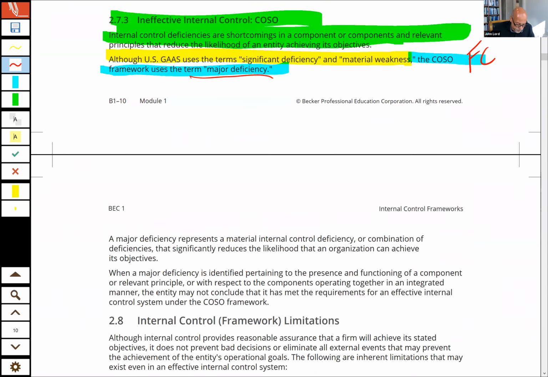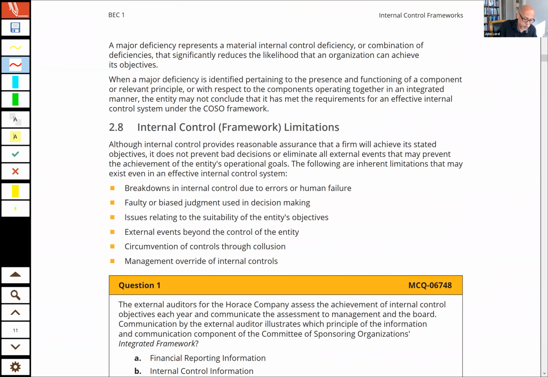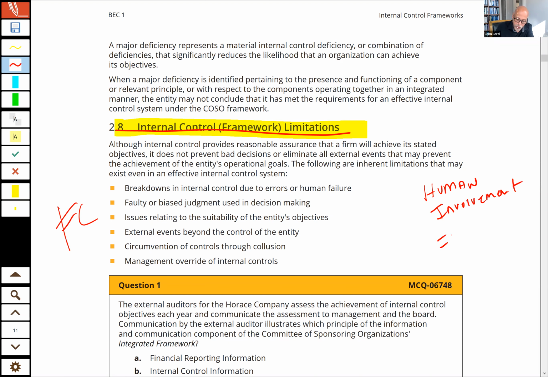Now, they remind us of limitations of internal control here, okay? And I'm going to ask you to flashcard these, but a good way to think about this is that human involvement generally equals limitation. The reason I say that is when you look at these limitations that I want you to flashcard, human failure, bias, judgment. Computers don't make judgments. Computers aren't biased, right? Computers just take facts and respond, right?